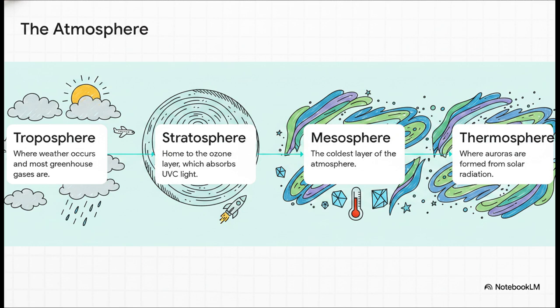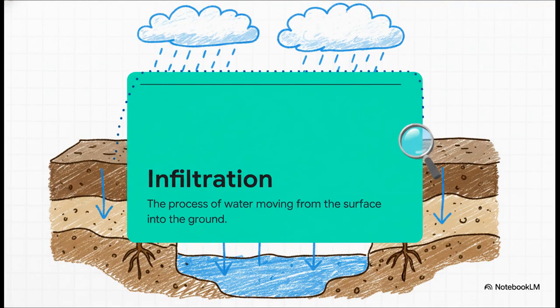And even higher, you've got the mesosphere and thermosphere. See, it's not just a stack of layers. It's this incredibly dynamic protective shield. And if you mess with one part, you can bet there are going to be consequences for the whole system. All right, back down on the ground.